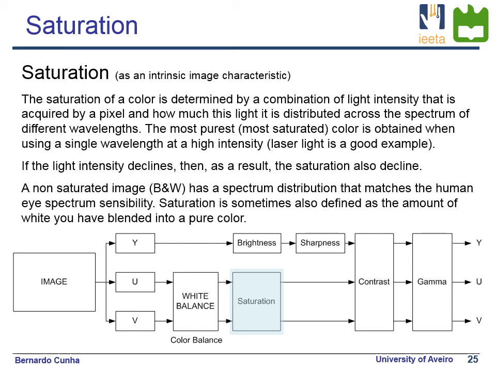The top example for this will be the laser light. Laser light is a single line on the spectrum, a pure light and saturated light. So if light intensity declines, then as a result, the saturation also tends to decline. A completely non-saturated image, which is basically a black and white, has a spectrum distributed that matches the human eye spectrum sensibility. Saturation is sometimes also defined as the amount of white you have blended into a pure color, which is basically the first definition that I gave when I talked about the HSV color model.